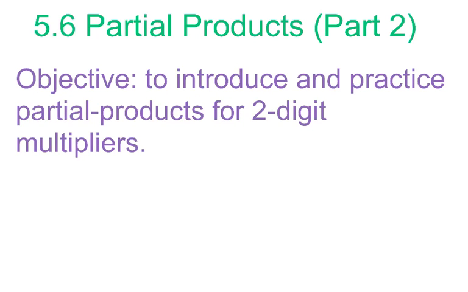Today's lesson is 5.6 Partial Products Part 2. So it's an extension of what we did yesterday as a whole class. Our objective is to introduce and practice partial products for two-digit multipliers. Yesterday we used only a one-digit multiplier. Today we're going to do a two-digit multiplier. So this video is going to be a pretty quick one because it's already building off of what you did yesterday.